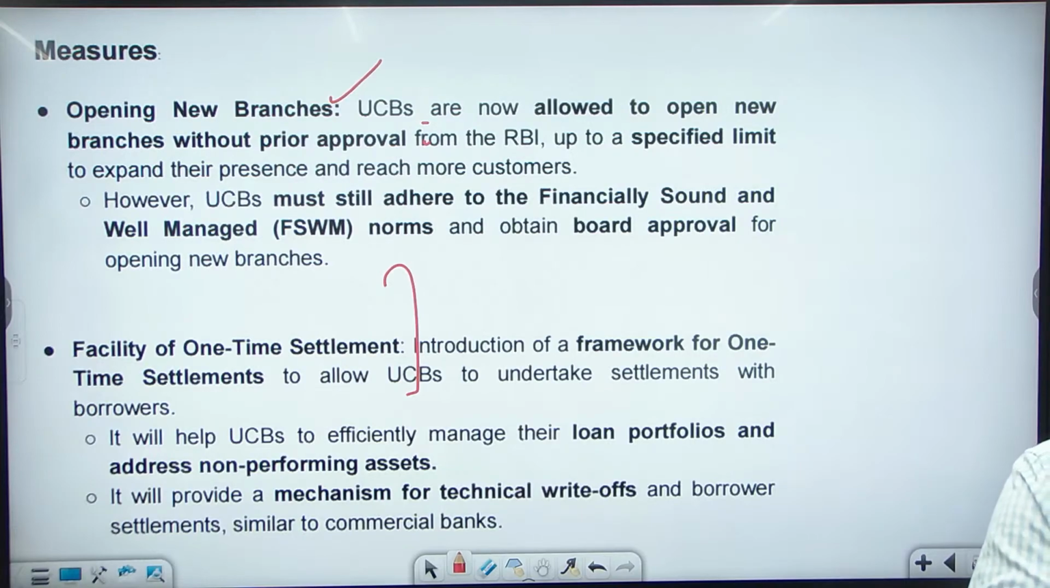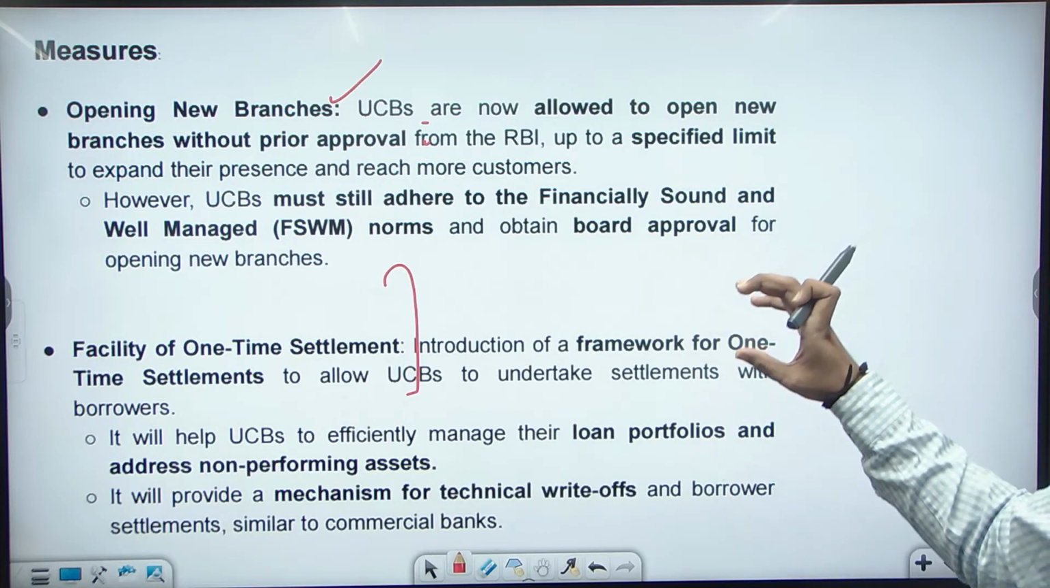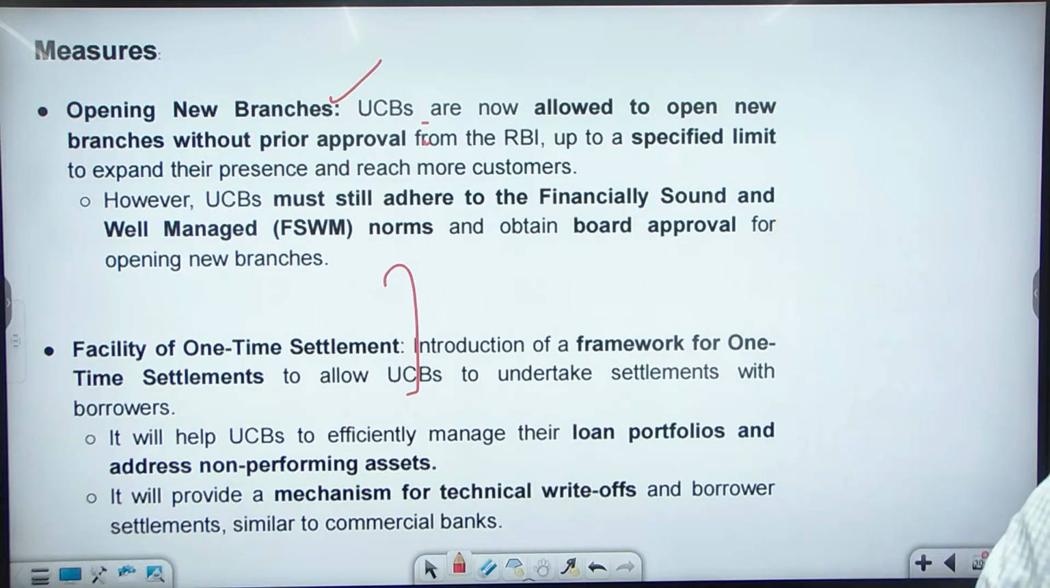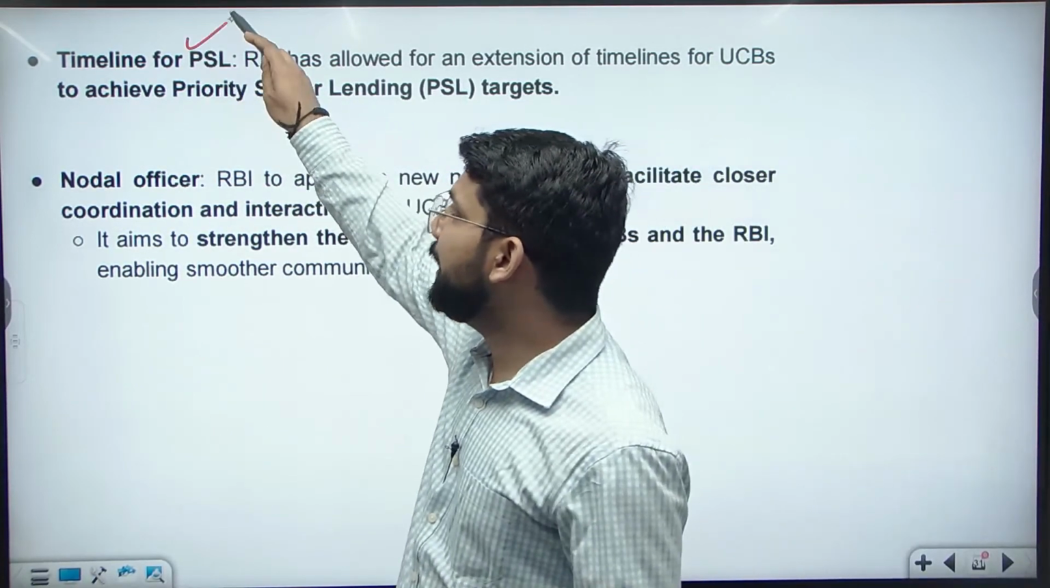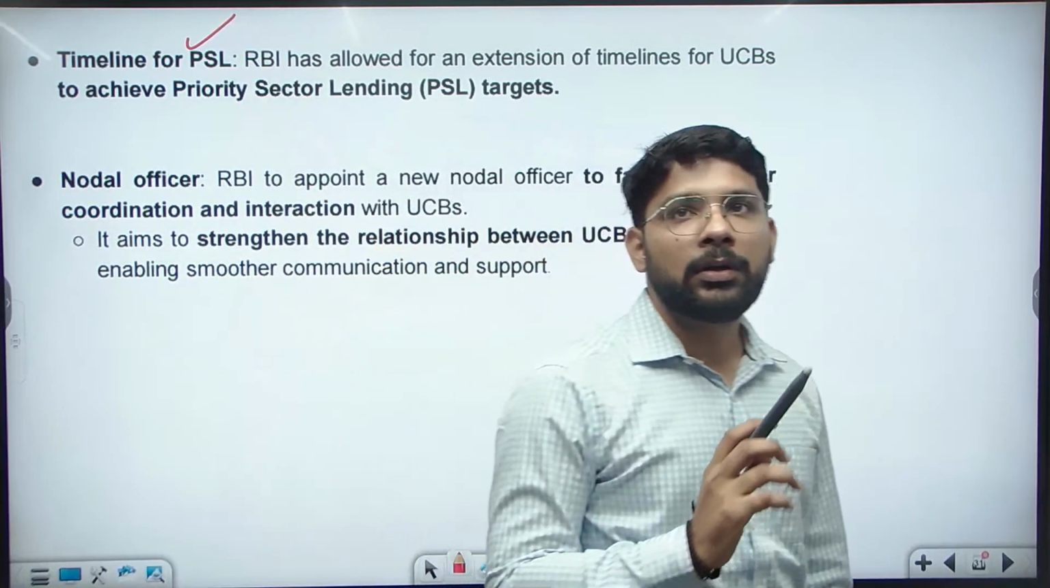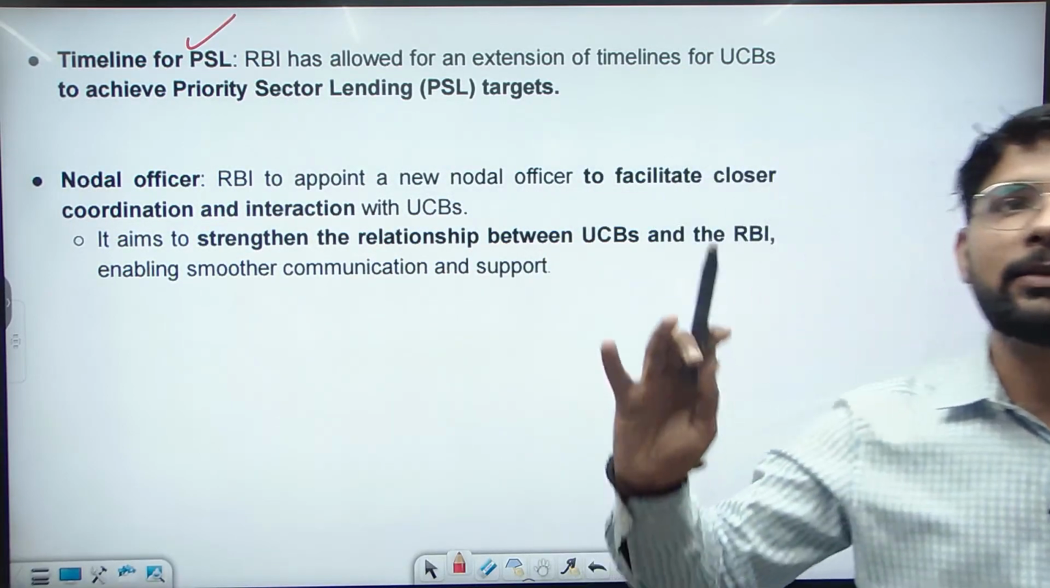Recently there was news about the Maharashtra cooperative banks, on which the RBI put sanctions because of the poor health of the banks. They don't want banks having a higher NPA. So they introduced this mechanism for the one-time settlements, so the bank can operate continuously without any issue. And the third is the timeline for the priority sector lendings. Now the timeline for the PSL is also increased.